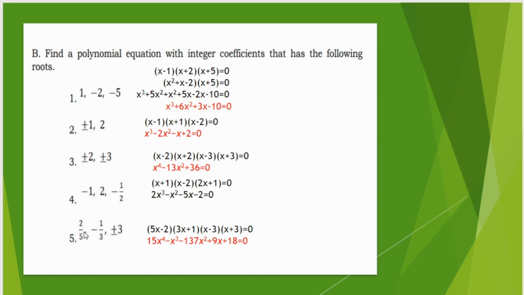So in here, you have 2 over 5. The numerical coefficient of x is the denominator, and then you just need to transpose positive 2. It will be a negative 2. So you will get 5x minus 2. The negative 1/3, the numerical coefficient of x is the denominator, which is 3x. And then transpose negative 1, it will be positive 1. That's why we have 3x plus 1. And then positive and negative 3, so we're going to have x minus 3 times x plus 3. Then we need to evaluate things.